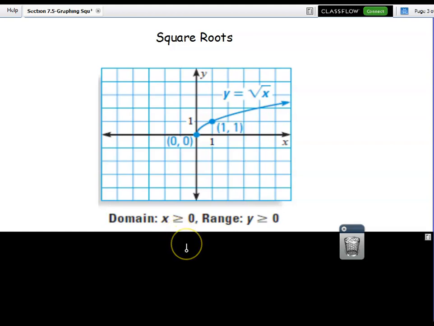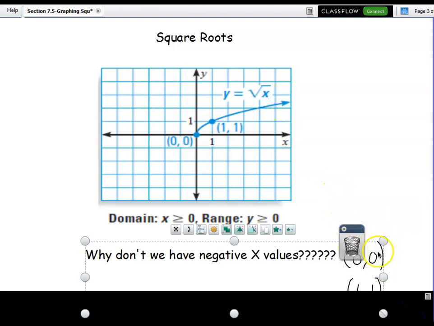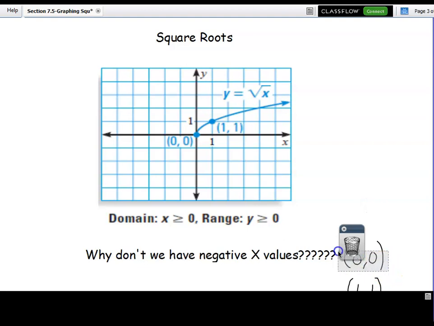Now the question becomes, why don't we have negative x values? As you probably should remember, can I have a negative square root? No. So there are two key points that we are going to need to worry about. As you can see down here, one of them is the point 0, 0. Remember that this is x, the first coordinate, and the second coordinate is y.